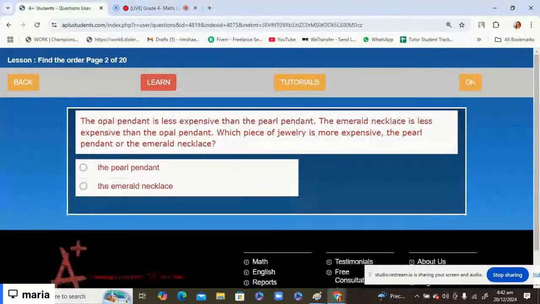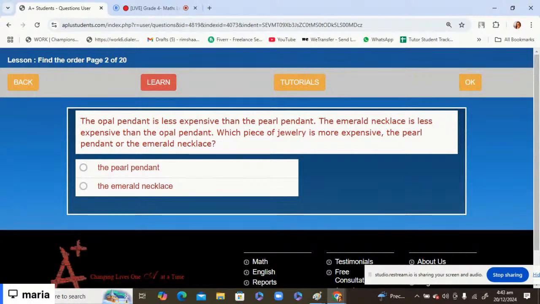The opal pendant is less expensive than the pearl pendant. Opal and pearl, here are the givens. Opal is less than pearl. The emerald necklace is less expensive than opal. Now, opal is less than pearl, and emerald is less than opal. So it means that opal is in the middle. It's less than pearl and greater than emerald.